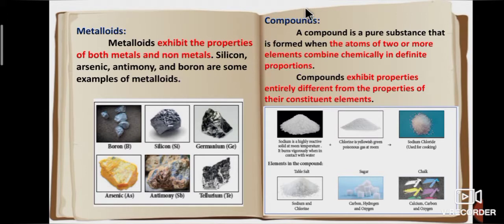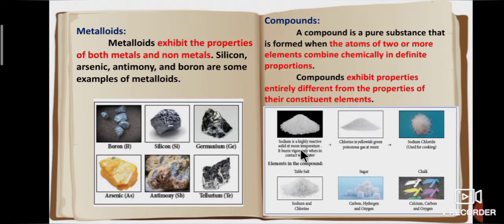Next, we will learn about compounds. A compound is a pure substance that is formed when the atoms of two or more elements combine chemically in definite proportions. Compounds exhibit properties entirely different from the properties of their constituent elements.